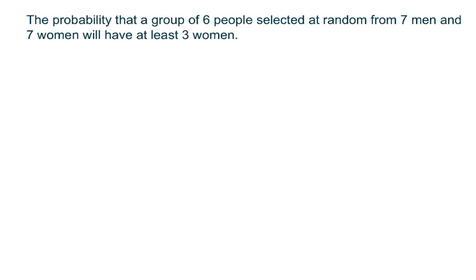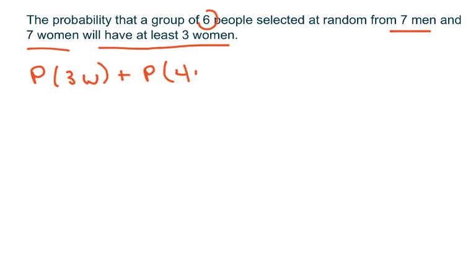Okay, next one. The probability of 6 people selected at random from 7 men and 7 women will have at least 3 women. So at least 3 women will be the probability of 3 women plus the probability of 4 women plus the probability of 5 women plus the probability of 6 women. Okay, so let's write it all out.